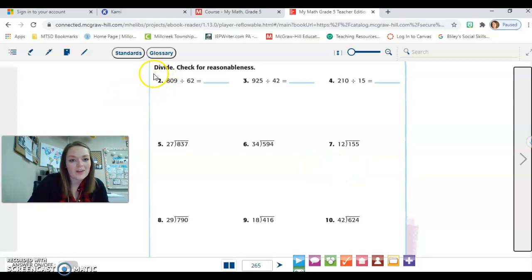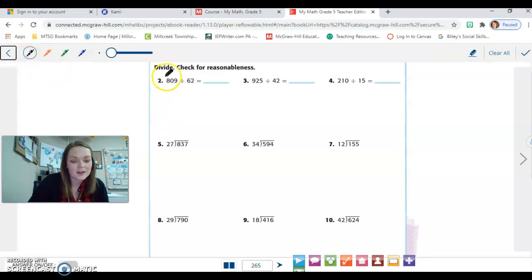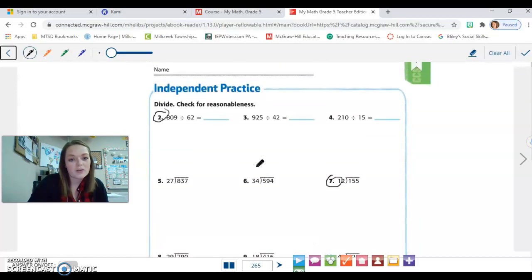For your independent practice, I would like you to do the problems and hand that in to me. I did do it on a Kami document. You do not have to worry about the other ones that I assigned. So 2 through 7, I want you to show me the answers. If you would like, you can do the work on a piece of paper and then transfer your work over to the Kami document. So 2 through 7 for today's work.